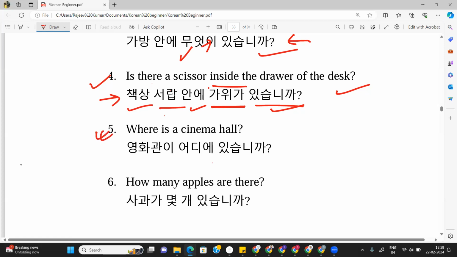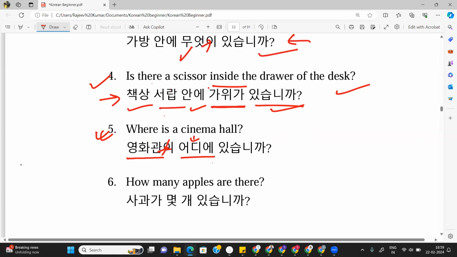Where is a cinema hall? Yonghua, Yonghua. Guani, Guani. This Yonghua, this Guani will come here. Okay. Yonghua Guani. See this one.